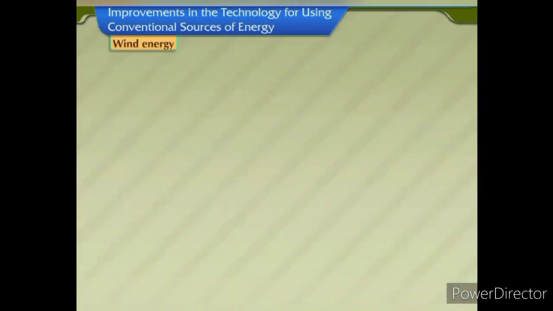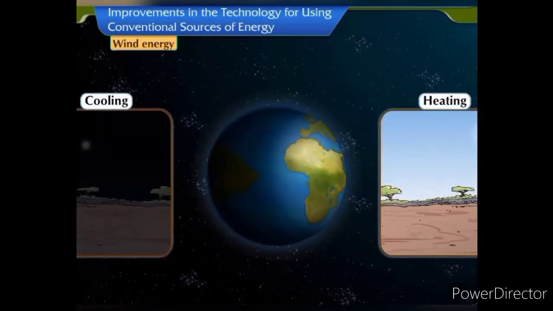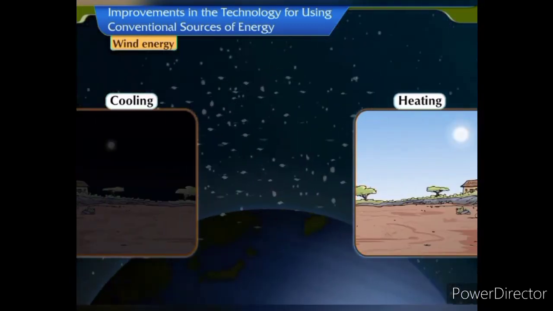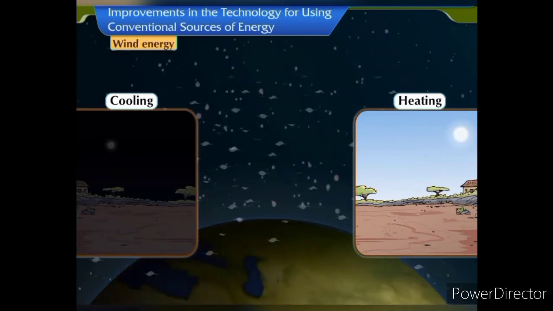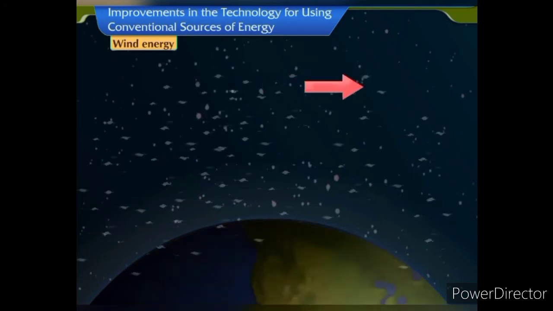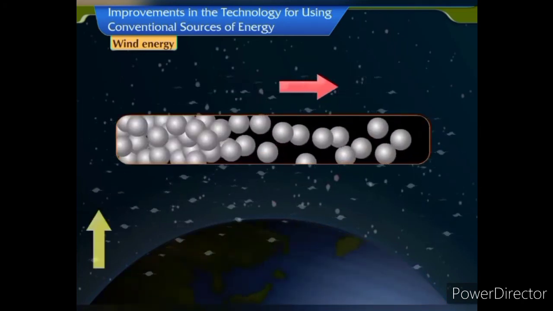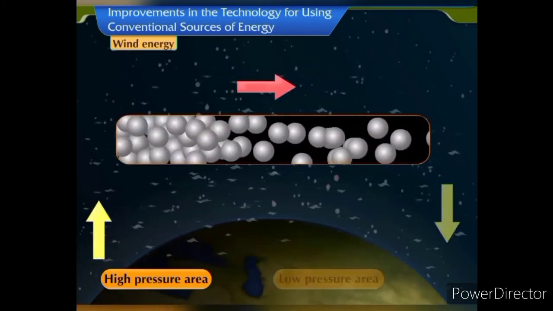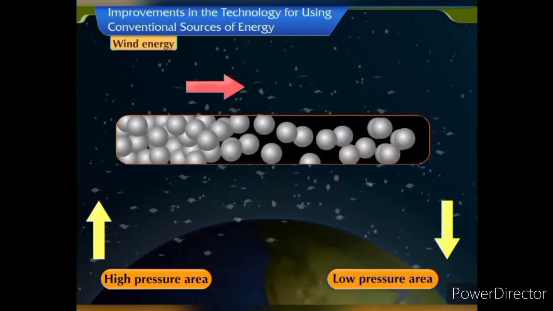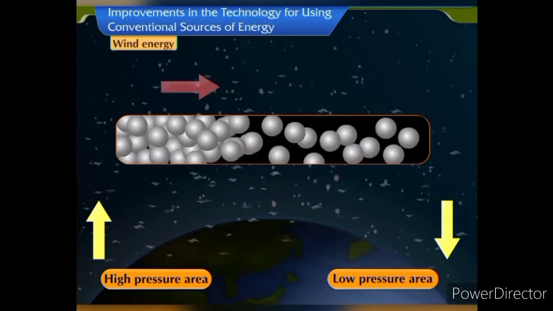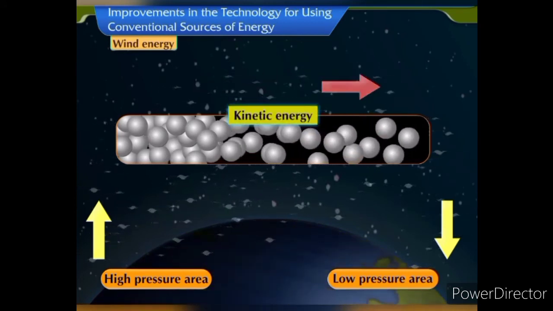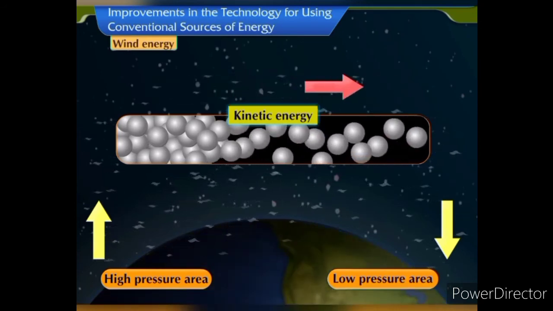Wind energy. Due to alternative heating and cooling of the earth, there is a difference in the atmospheric pressure. This difference in the atmospheric pressure causes the air to move from high pressure area to low pressure area. We call this moving air as wind. The wind has kinetic energy, which is called wind energy.